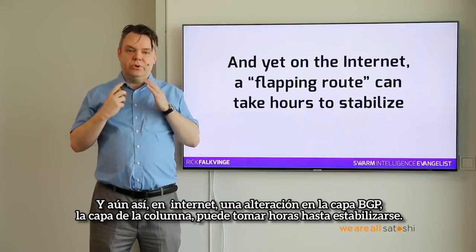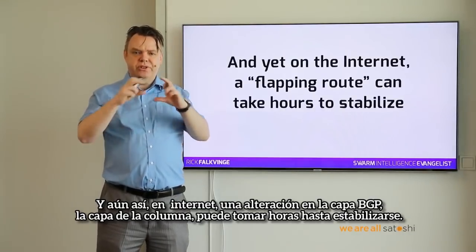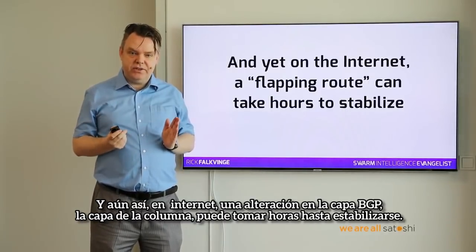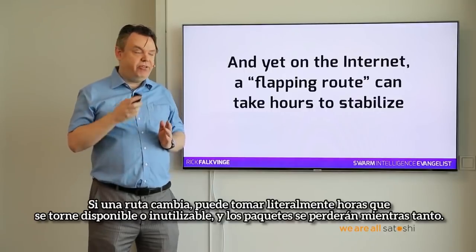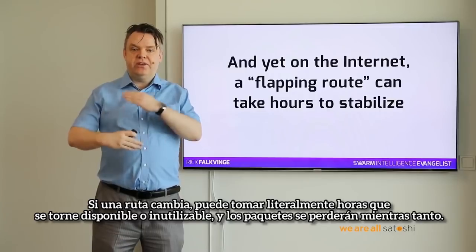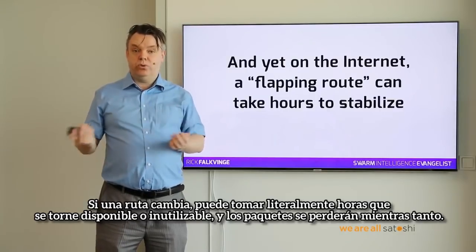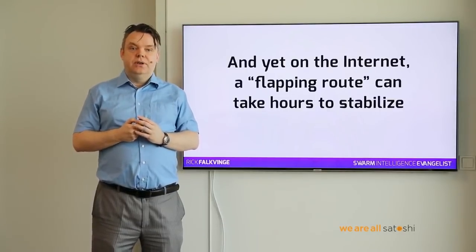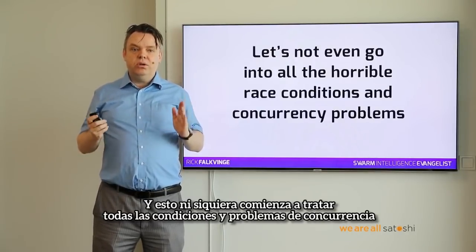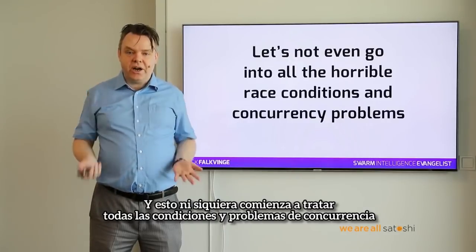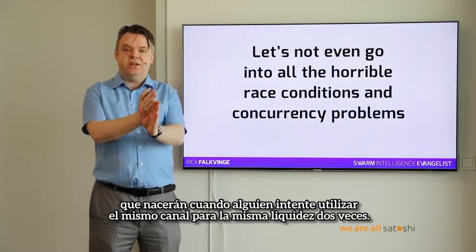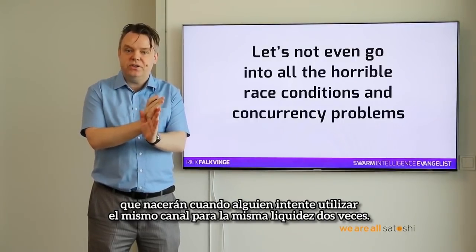And yet, on the internet, a flapping route in the BGP layer, the backbone layer, can take hours to stabilize. Hours. If a route goes up and down, it can literally take hours to make this route available or not available, and packets will be lost in the meantime. And this doesn't even start to address all the race conditions and concurrency problems that'll arise when somebody tries to use the same channel for the same liquidity twice.